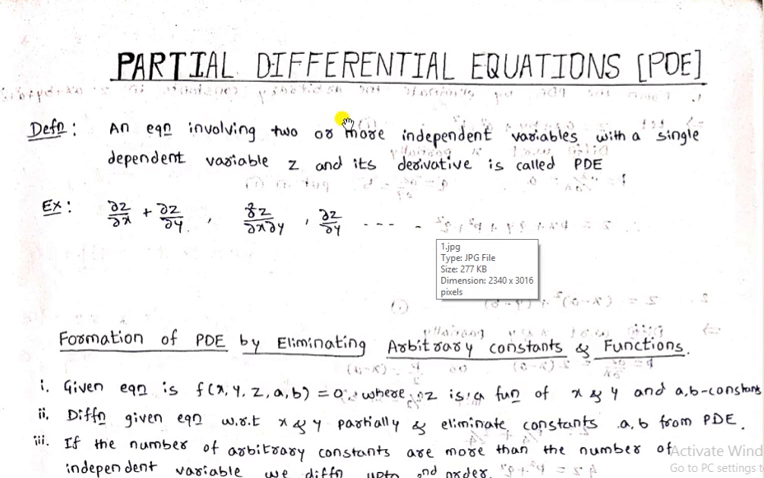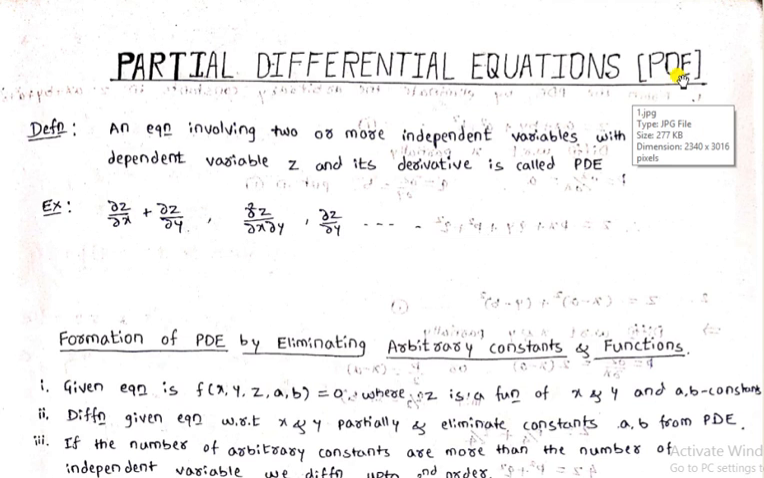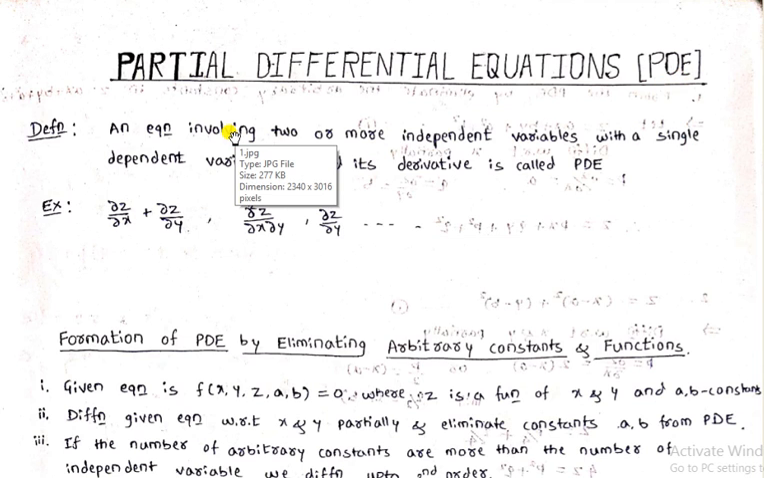Module 3: Partial Differential Equation, or shortly PDE. So you already know that a partial differential equation means an equation containing two or more variables, say x, y or x, y, z etc., with a single dependent variable z here, and it also contains its derivatives, so it's called a partial differential equation.